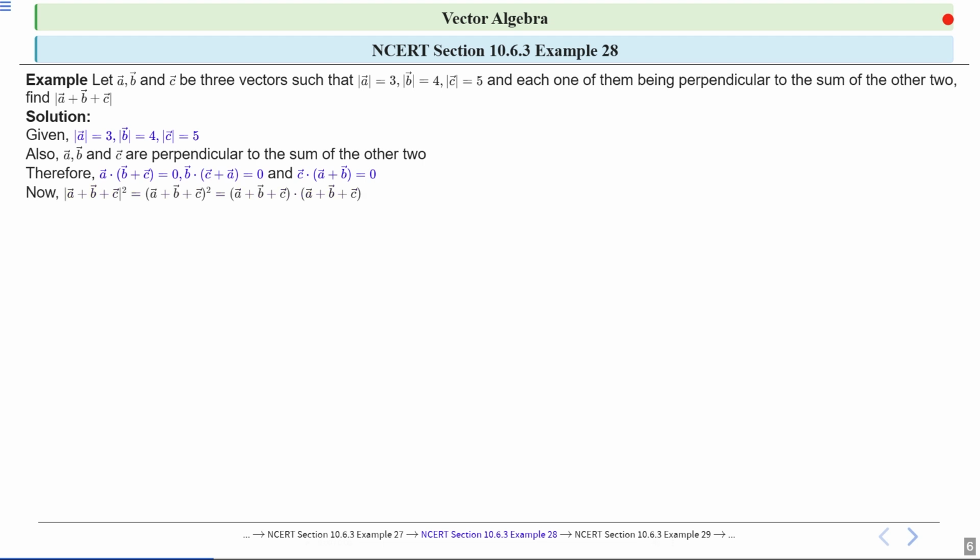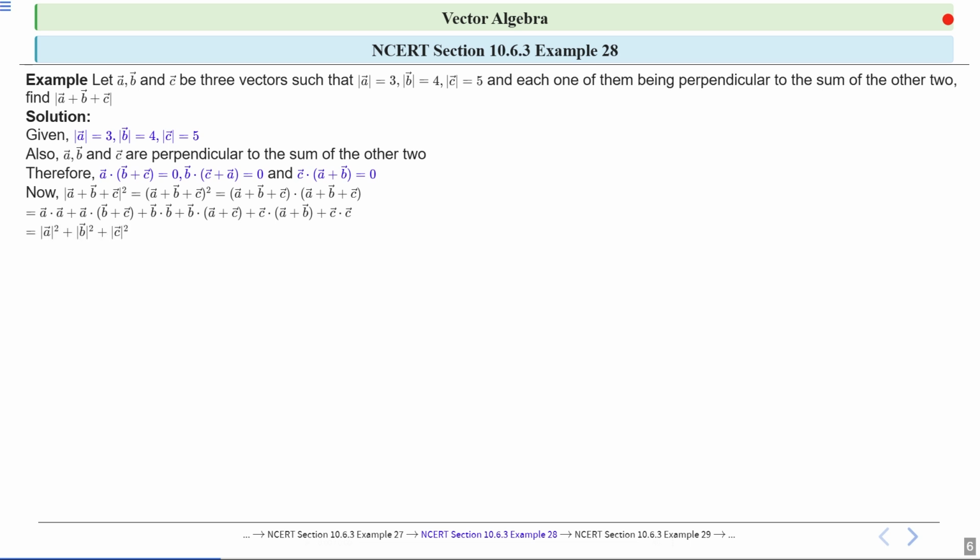Now, the magnitude of A vector plus B vector plus C vector squared will be equal to A vector plus B vector plus C vector dot A vector plus B vector plus C vector, which after solving will be A vector dot A vector plus A vector dot B vector plus C vector, plus B vector dot B vector plus B vector dot A vector plus C vector, plus C vector dot A vector plus B vector plus C vector dot C vector.